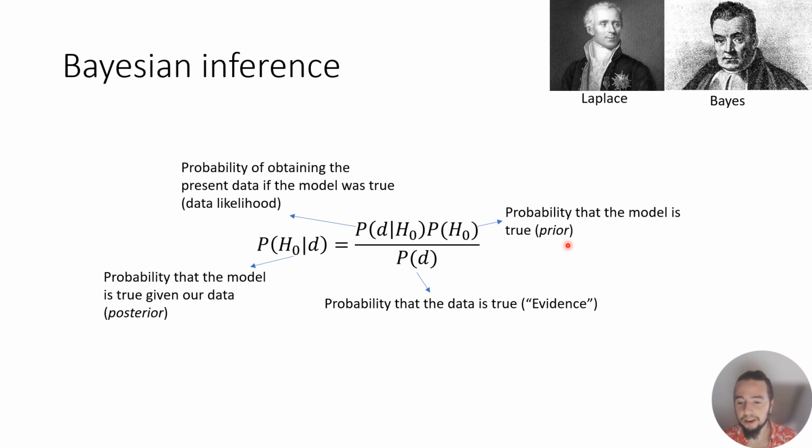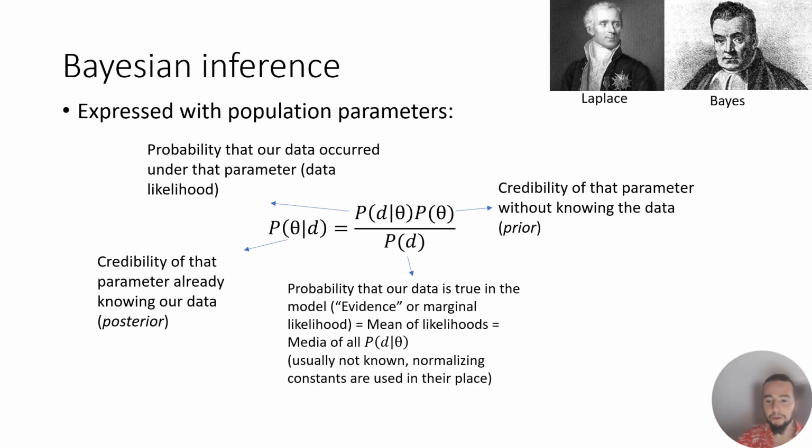That is called a prior distribution. And finally, we will divide it by the probability that the data is true. That we will call evidence. Okay? So, expressed with population parameters, this turns into this.